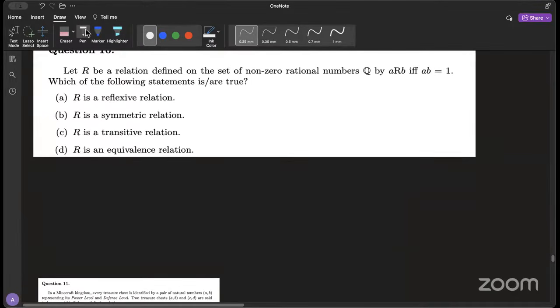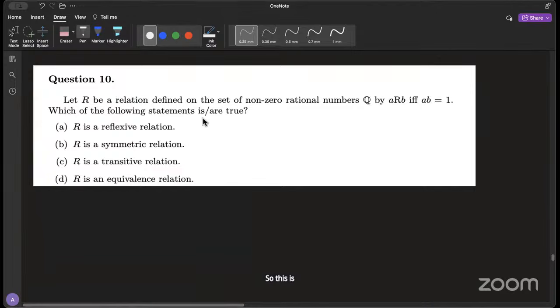Here we have a question from this week. Let R be a relation defined on the set of non-zero rational numbers. So your set is Q, and your relation is a subset of Q cross Q. It's defined on the set Q, and the pair (A, B) will be in the relation if and only if the product AB is 1.